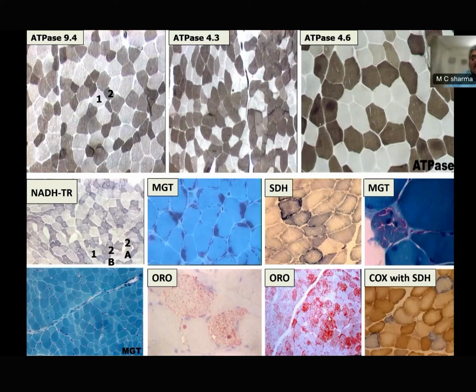With Oil Red O, these vacuoles are red. One can use Sudan black also. The other is COX negative fibers. These are the bluish ones. What we do is first apply the cytochrome oxidase. The brown fibers are type 1, and the fibers which are lighter are type 2. And for the fibers which are negative for cytochrome oxidase, we then stain with SDH, and it gives a very good contrast, brown and blue. So this is very good for the diagnosis of mitochondrial myopathies.